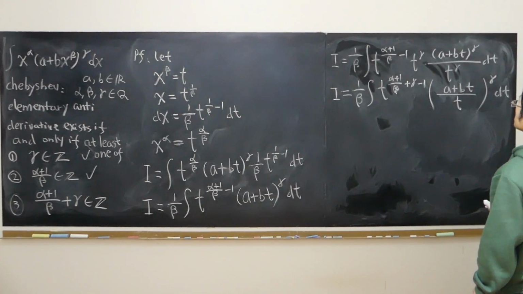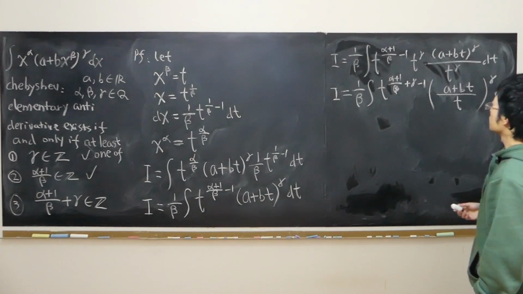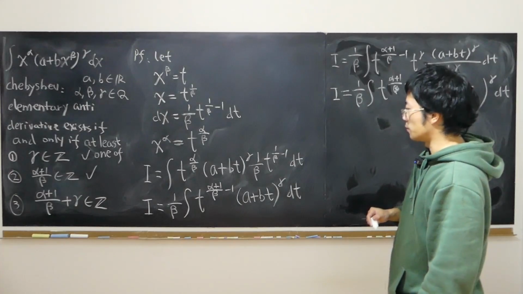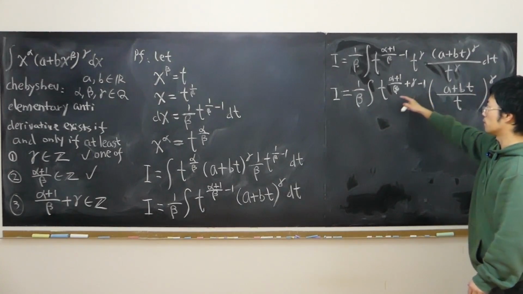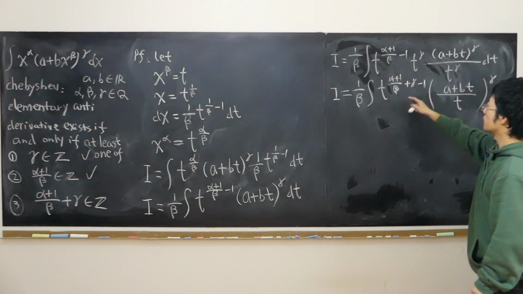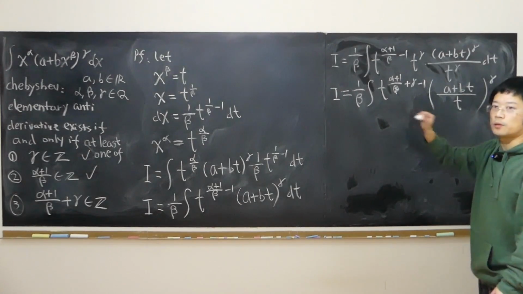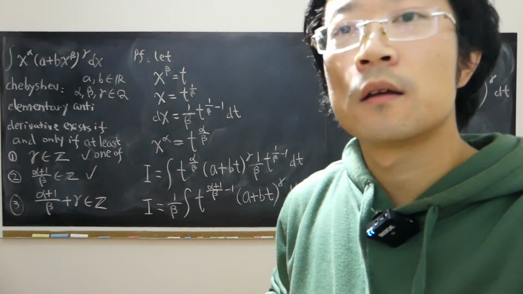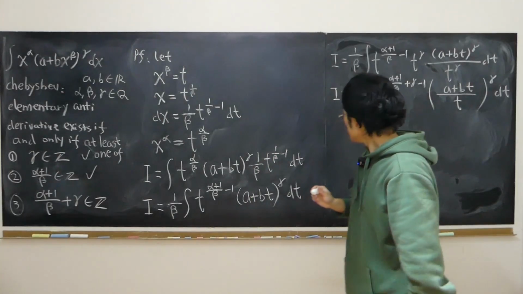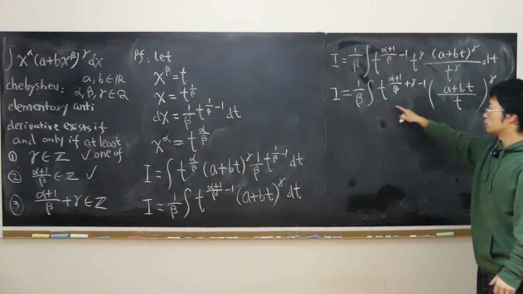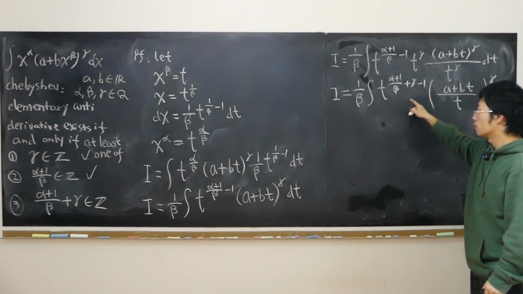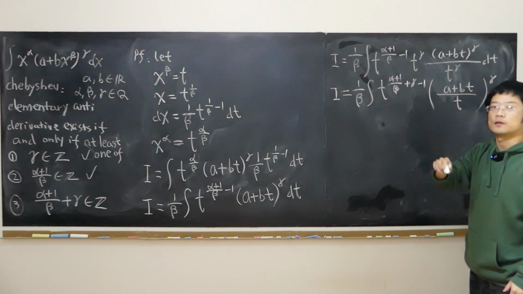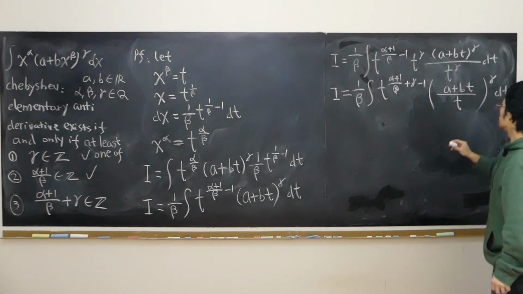Okay, now we assume that alpha plus 1 over beta plus gamma is an integer. So this is also an integer as well. Whether it's positive or negative doesn't matter. This is going to automatically become either a polynomial or a rational function, depending on whether its power is a positive integer or a negative integer.